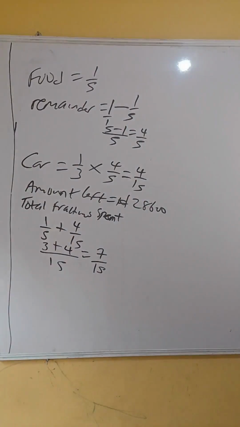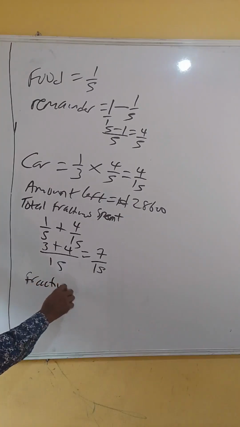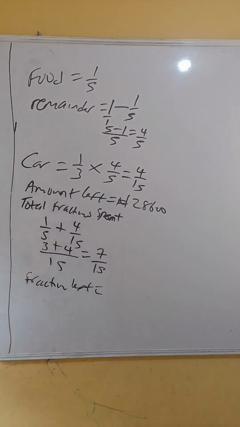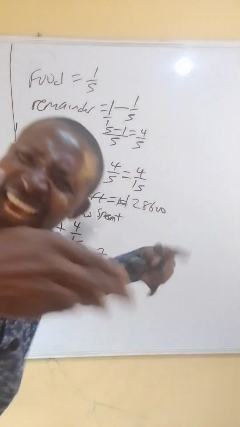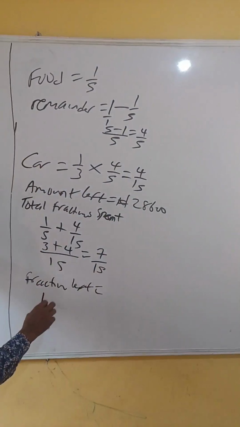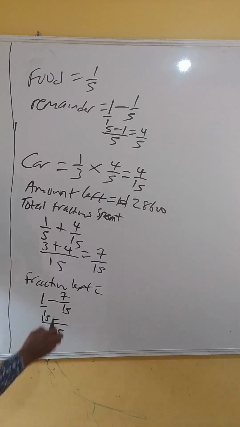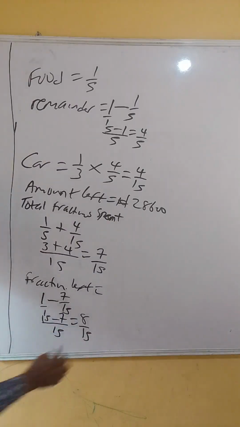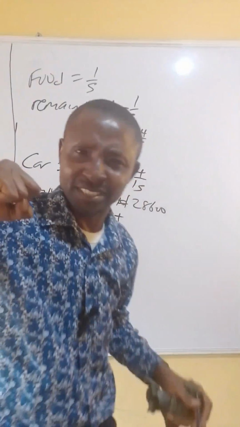Can you tell me what we have left? Okay, what is the fraction left? If he spends 7 out of 15, what will remain? The same way, 8 will remain. How? You can still do 1 minus 7/15. LCM is still 15. 1 in 15 is 15 here. Minus 15 here is 1 times 7 will give me 7. We have 8/15. Now, 8/15 is the fraction left.